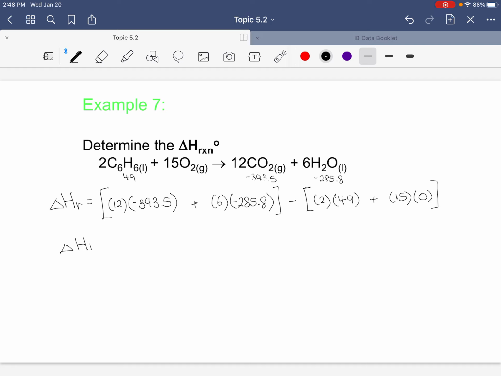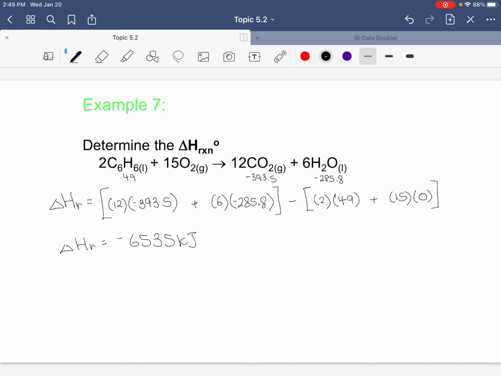Okay, well, I have a calculator on hand. This is going to give me negative 6,535 kilojoules. Man, that's crazy. That's a lot. That's pretty violent. So don't go around and start combusting benzene now. So this is negative 6,535 kilojoules of energy.